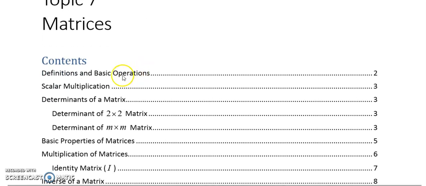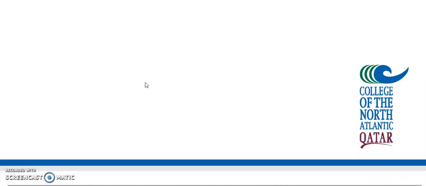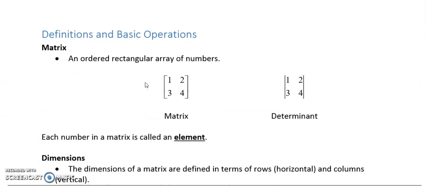So we'll start out by looking at some basic definitions and some basic operations. Scalar multiplication, determinants of a matrix. Actually, you did determinants of a matrix back in Math 1700 with your calculator, and you'll be doing a lot of that with your calculator as well. Okay, so let's get started right here.